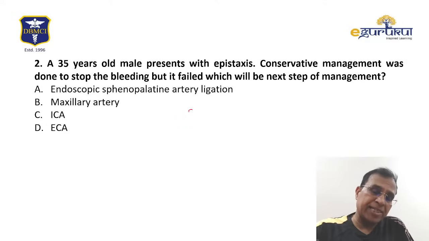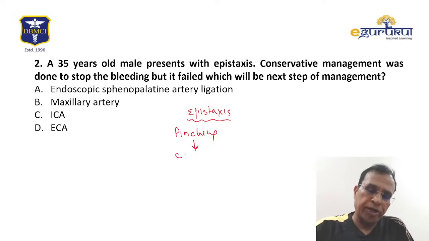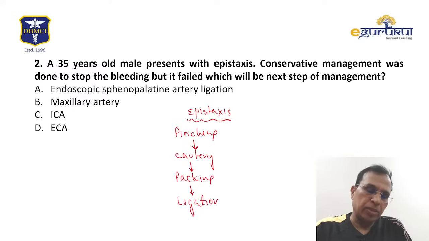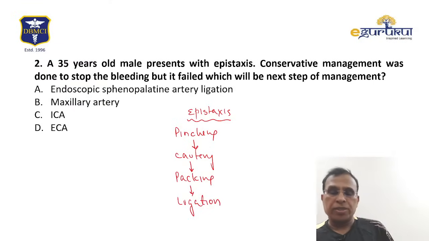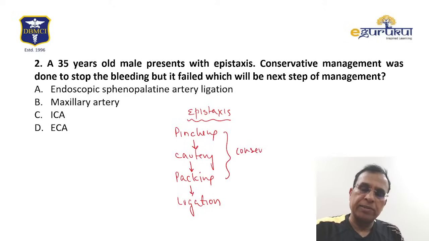So in epistaxis, how do we treat? The first thing we do is nasal pinching. If this fails, we do cautery. If this fails, we do packing. And if this fails, ligation. Right. So this is the sequence. So all these 3 are conservative management. So they've all failed. So we have to do ligation.